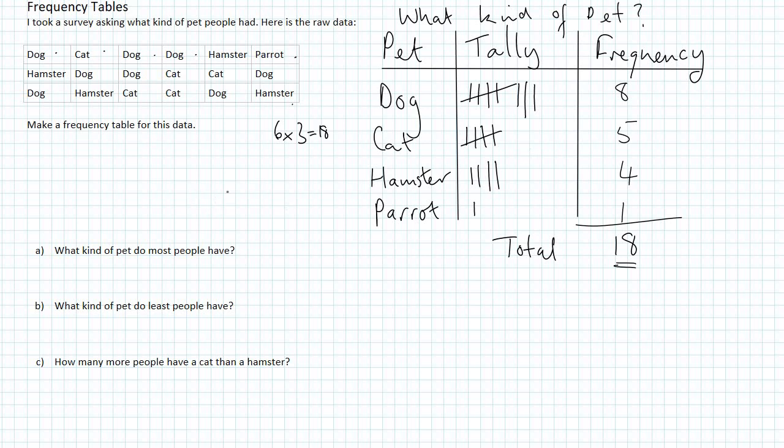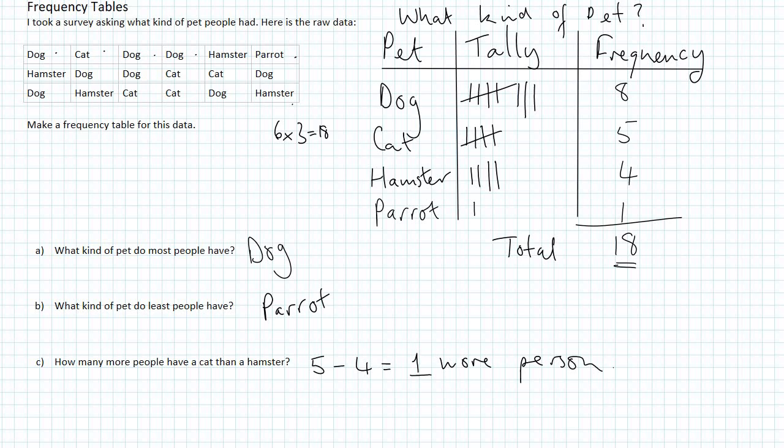Okay, so what kind of pet do most people have? The number one here is a dog. What kind of pet do least people have? That is a parrot here. How many more people have a cat than a hamster? Well, there's 5 people with a cat and 4 with a hamster. The difference is 1. Okay, 1 more person. It's quite a lot of hamsters.